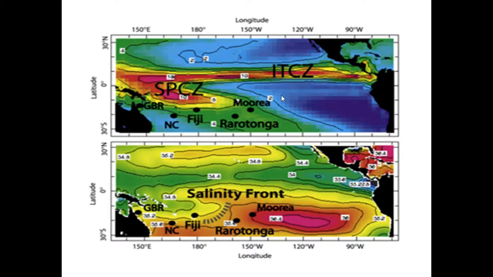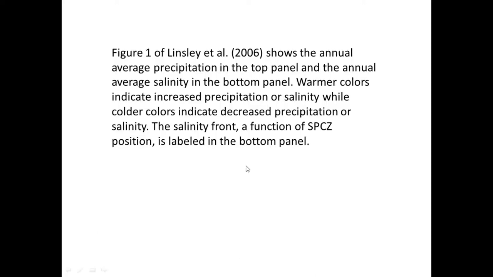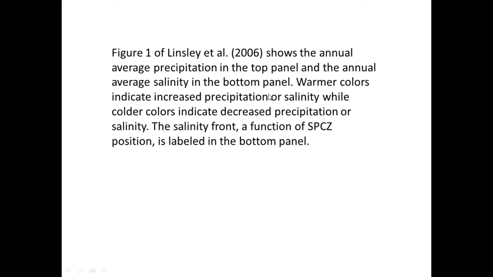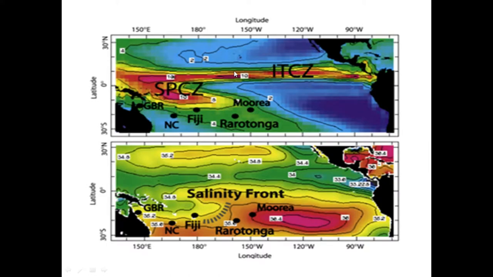This description refers to that diagram, and this is from Lindsley et al. 2006. It shows the annual average precipitation in the top panel, okay? Warmer colors indicate increased precipitation or salinity. Colder colors indicate decreased precipitation or salinity. The salinity front, which is a function of the SPCZ, is indicated in the bottom panel. So, more precipitation, less precipitation, etc.